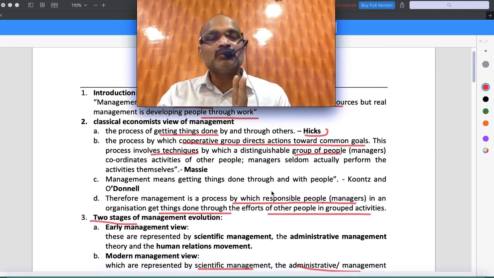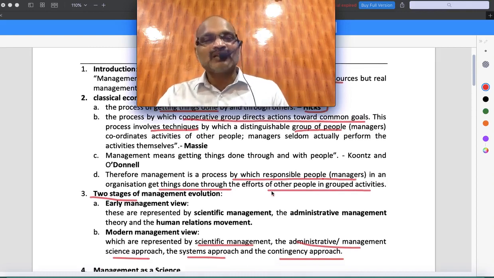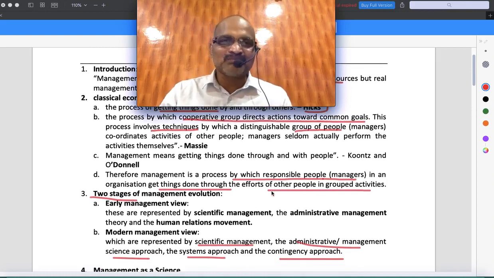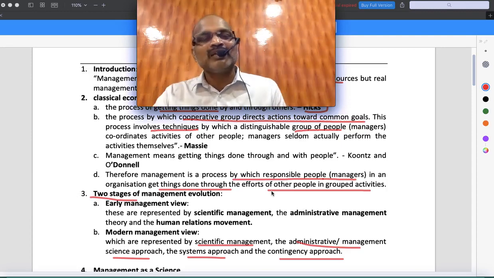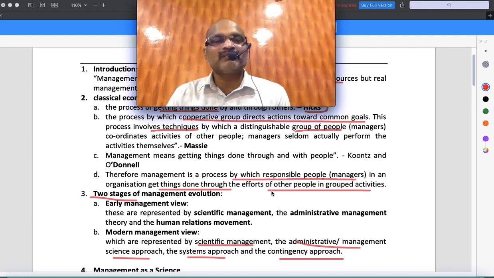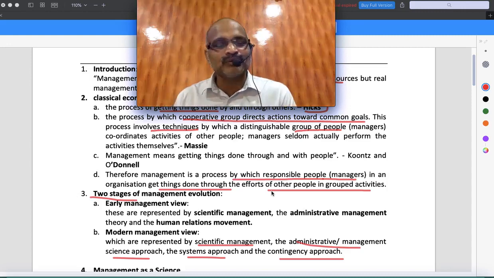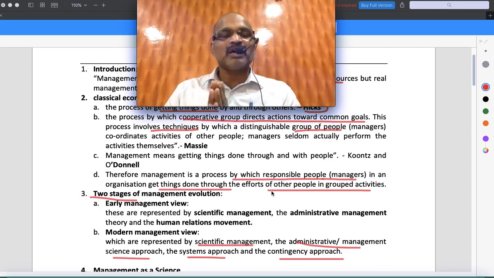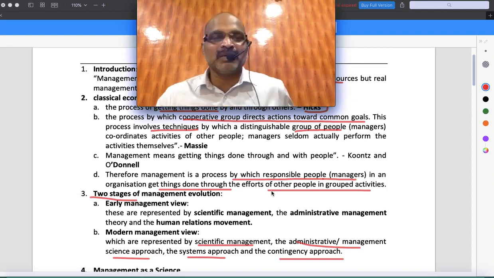Next one, there are two approaches of management. One is the old one. The old one includes scientific, administrative and human relations management. The new one did not ignore the old one completely. They took into consideration the old philosophies. At the same time, they also developed something called systems approach, contingency approach, etc. So the examiner would want you to find, sir, what is there in modern management? What is there in early management?